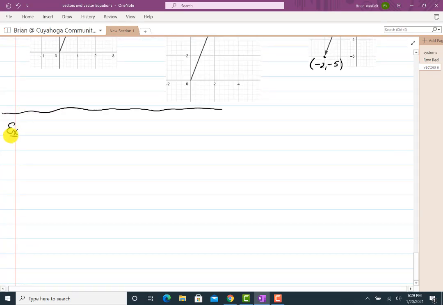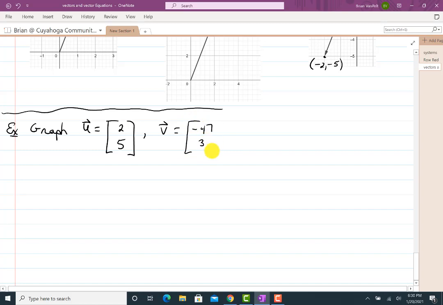Another example here. Let's graph u, which equals 2, 5, v, which equals -4, 3, and then I want to graph also u plus v and u minus v. So let's take a look at how this works.